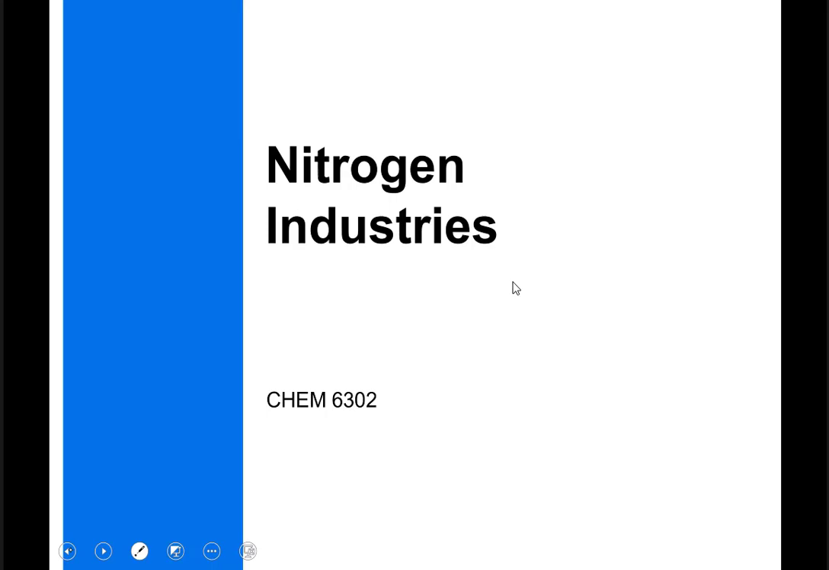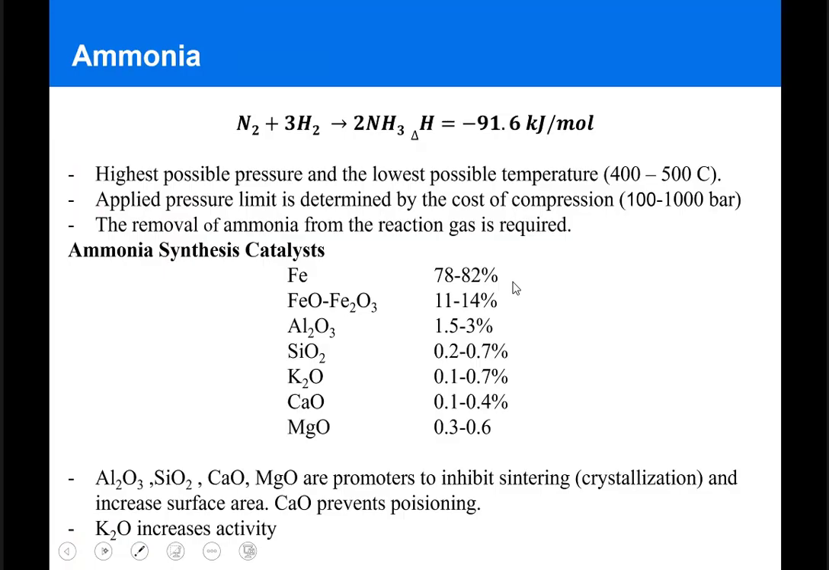Today we're going to start with industries based on nitrogen. The first industry is going to be ammonia manufacture from the combination of nitrogen and hydrogen according to the equation shown right here. The optimum conditions for this reaction are very high pressure and the lowest possible temperature, which is typically between 400 and 500 degrees Celsius.